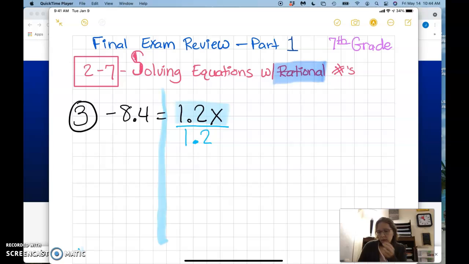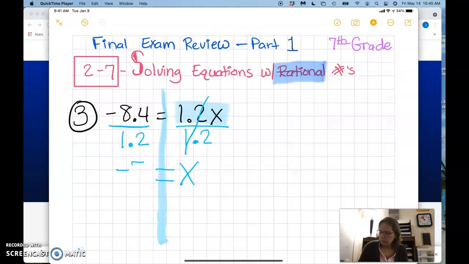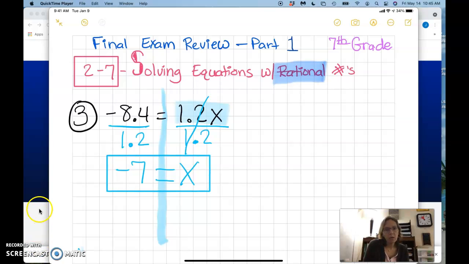Okay. So whatever I do to one side, I have to do to the other. Oh, that's okay. All right, and so on this side, I'm just left with x and my equal sign. And on the other side, let's divide it out because negative 8.4 divided by 1.2 equals negative 7. X equals negative 7. All right, and that's all we're going to do for this section, but we're going to keep going with the next section.